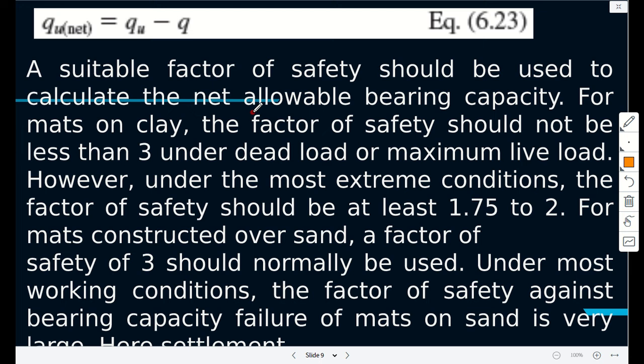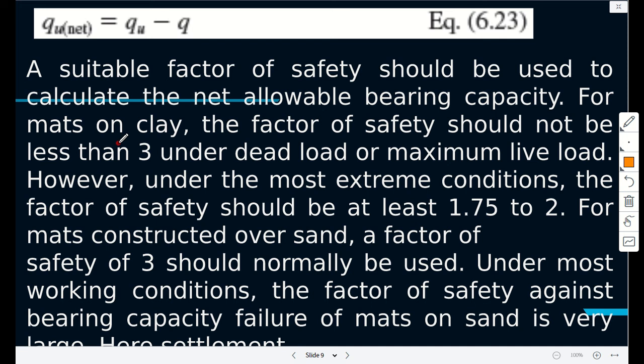So a suitable factor of safety should be used to calculate the net allowable bearing capacity for mats on clay. The factor of safety, you remember we said before, ranges from 3 to 6, depending on the level of uncertainty. So the factor of safety should not be less than 3. Generally we said between 3 to 6. So the more unsure you are of the parameters, the higher the factor of safety. Typically between 3 to 5. If there are many factors that you are uncertain of, then you increase the factor of safety to approach 6, so between 5 and 6.